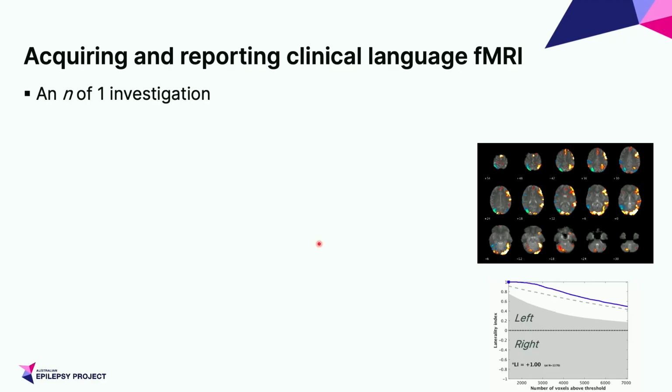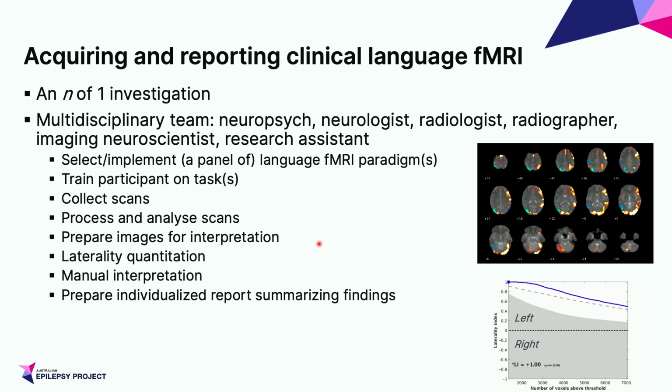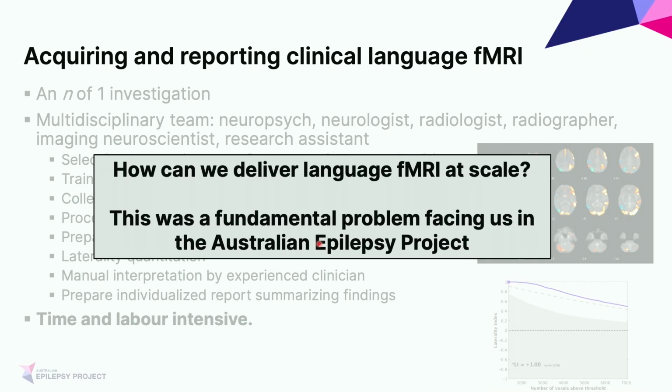Language fMRI in the clinical context is essentially an N of 1 investigation. While I'm not going to go through all the details here, the point I'm trying to make is that it's a complex operation. It involves a multidisciplinary team. Many specializations have to come together to acquire the data, process the data, analyze the data, and make sense of the data. And it's a time- and labor-intensive process. So this begs the question, how can we deliver language fMRI at scale? In a project like the Australian Epilepsy Project, where we're trying to deliver this nationally, this is a fundamental problem: how to make this accessible at sites across the country.